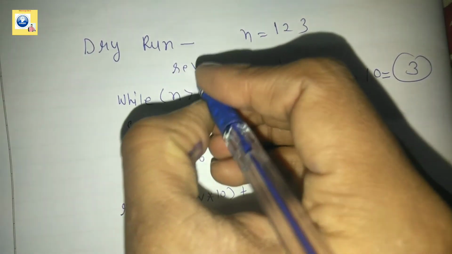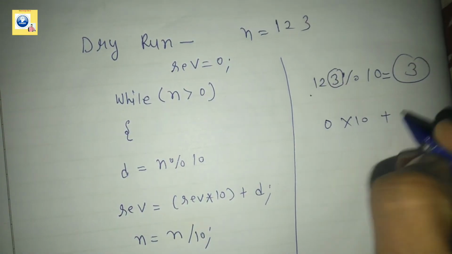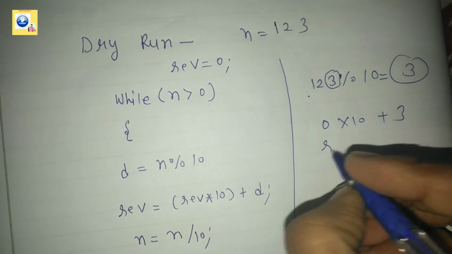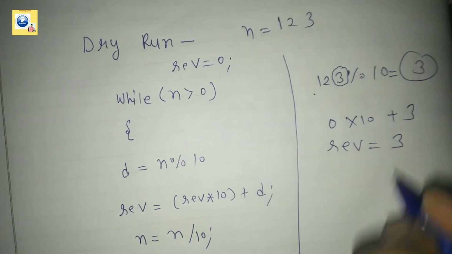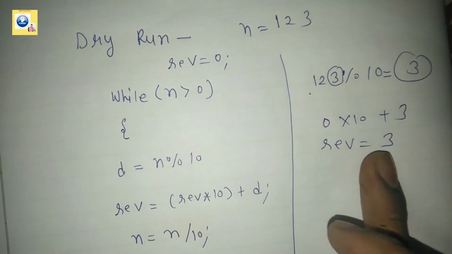Now reverse. The value of reverse, we took the initial value 0. So 0 into 10 plus 3. So what is the value of reverse? 3. Okay, the value of reverse is 3. Keep it in mind that the value of reverse is 3.